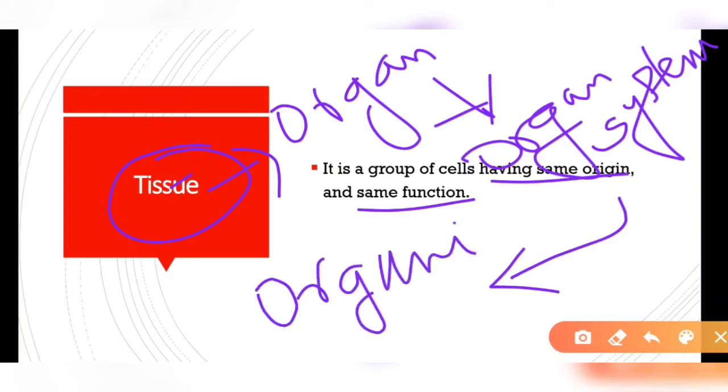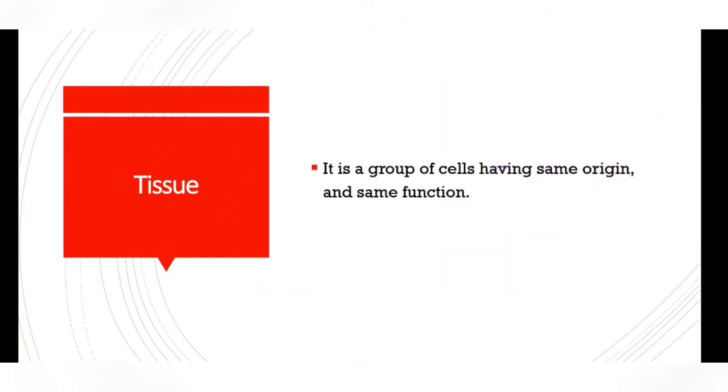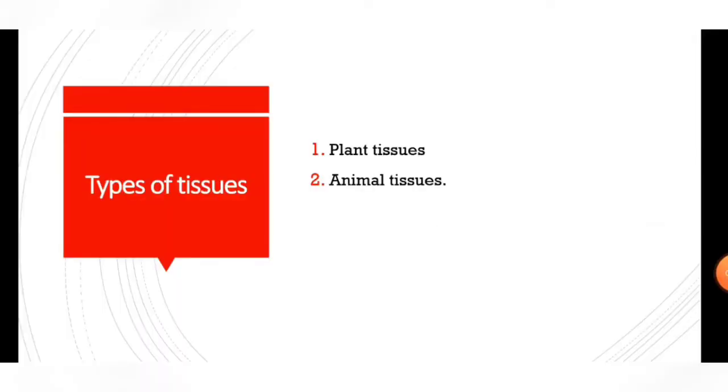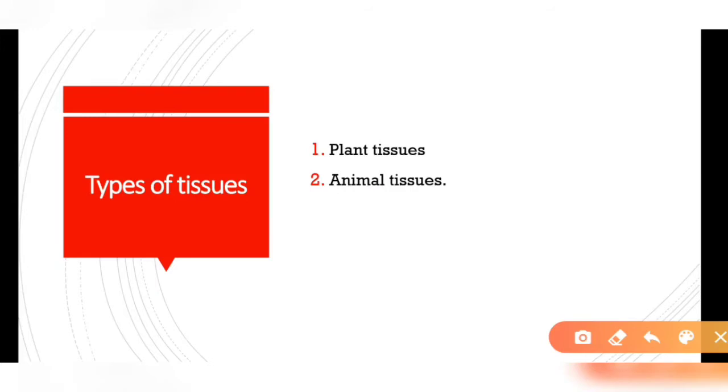They could be different in animals and plants. So let's learn about the study of tissue. This study comes under a branch of science known as histology. Logy means to study, and the study of tissue is known as histology. Now we divide tissues into two types, plant tissue and animal tissue.